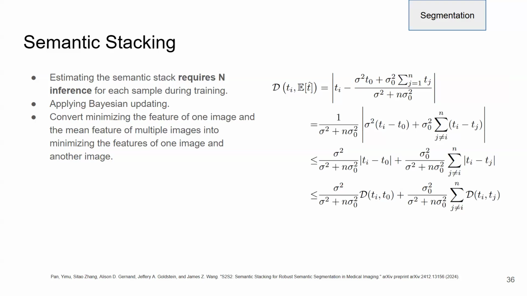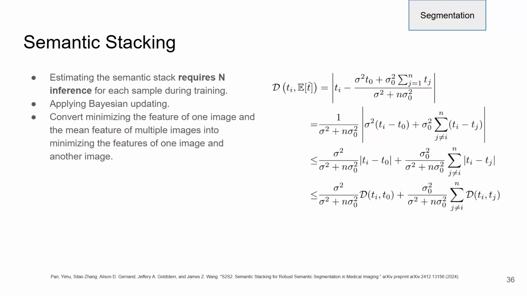n inferences at each training iteration, which is impossible because if your training time is 1 hour, now it's n hours, right? And you need a large n to get a good estimation of the mean. But luckily, we have a thing called Bayesian updating. What it basically tells you is you don't have to get all the samples at once. You can get them one by one, update your prior to a posterior, and keep going, and eventually it will converge to the true mean.